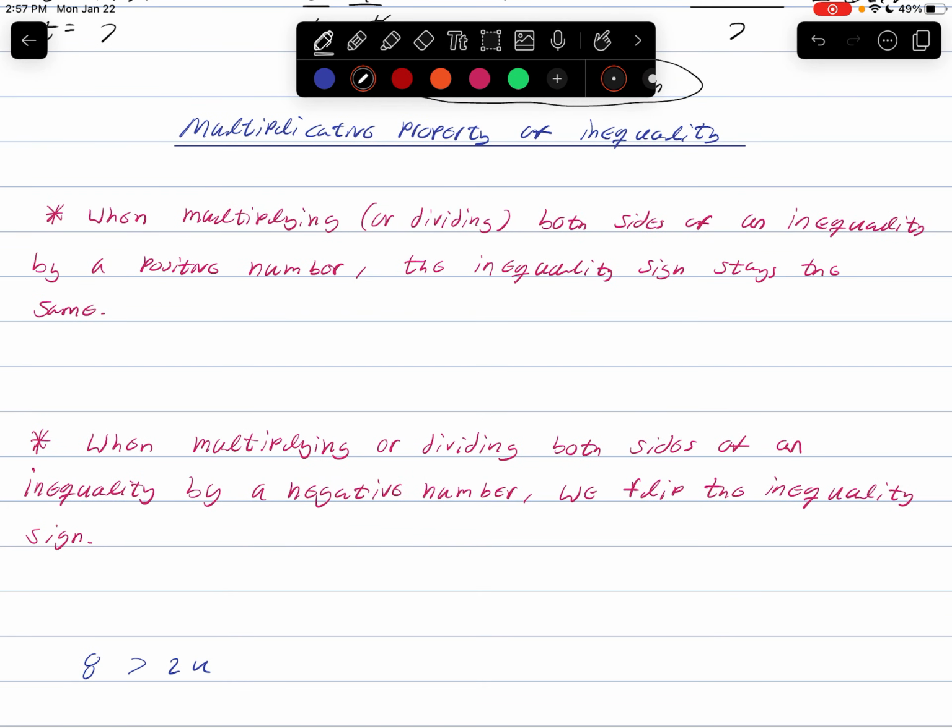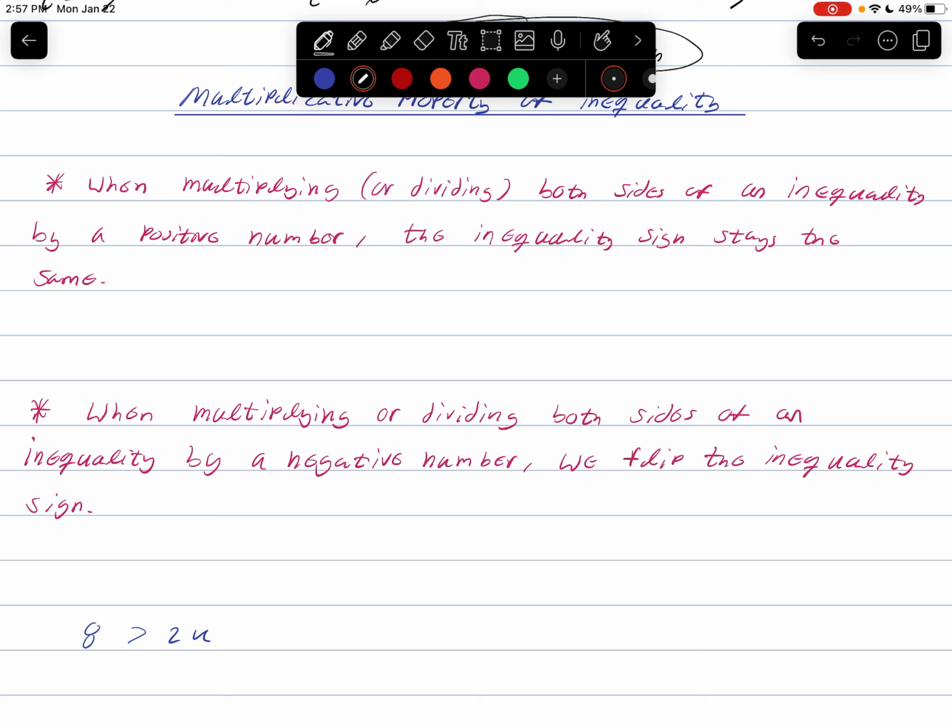Okay, so now let's talk about the multiplicative property of inequality. Basically, we have a couple things we have to note here. This is a lot like the multiplicative property of equality, which we've already discussed, except there's one key difference: now we're dealing with inequalities.